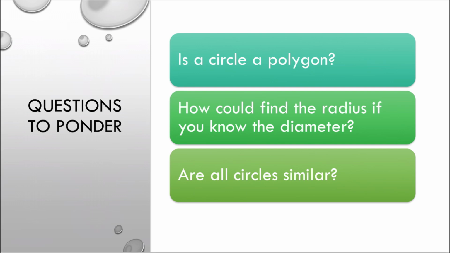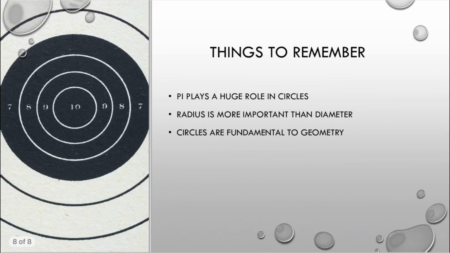Similar means that you can perform a scale, like one is bigger than the other, but they're essentially the same shape. Like, if I have a picture of the Empire State Building, that is obviously not the Empire State Building, but they are similar because it's just a shrunken down version. So are all circles similar? Are they all just shrunken down versions of each other, or sized up? So those are some questions to ponder. I'm not going to answer them. I want you to think about them.